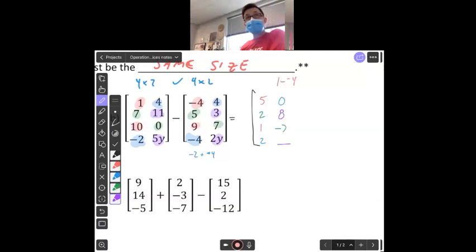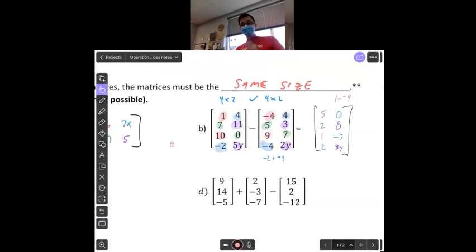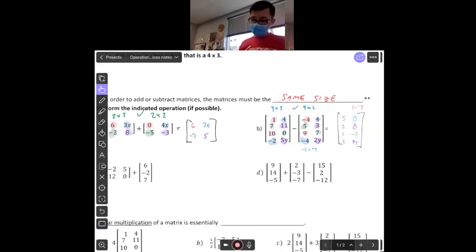And the last one, 3y, okay. 5y minus 2y is 3y. There's our difference there. Just be careful with subtraction. So it's just a little bit messier.